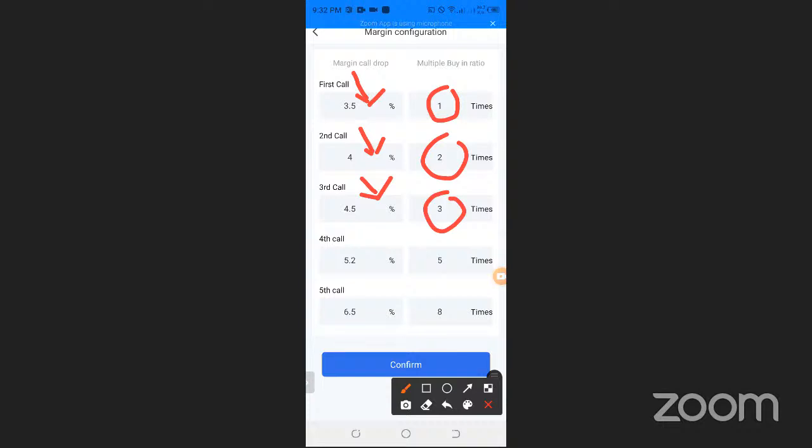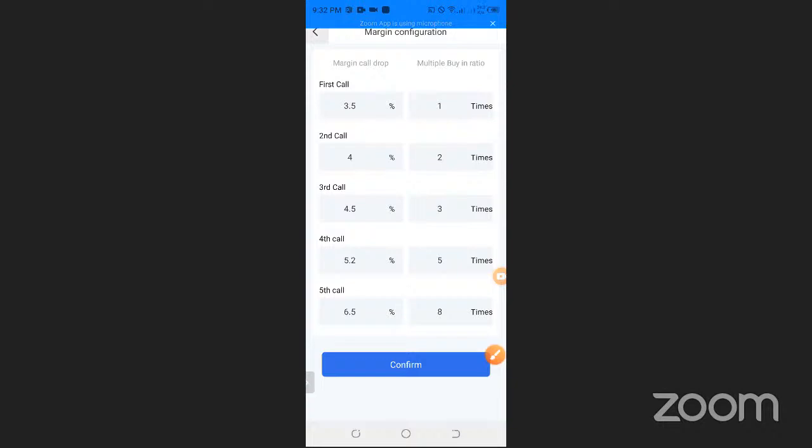But remember, I said that if you are using a small capital, we urge you to use like $10. And I said I'm going to explain the reason why we say that. Now, look at the first call.